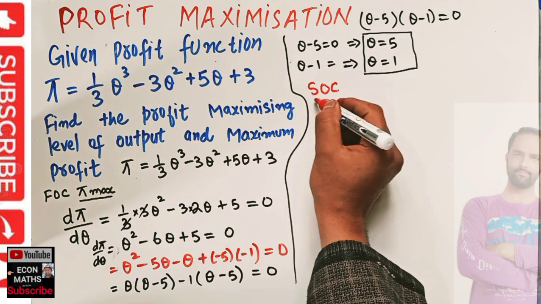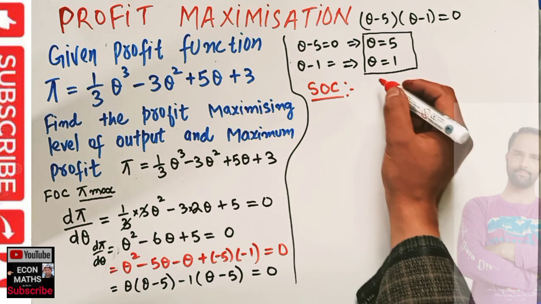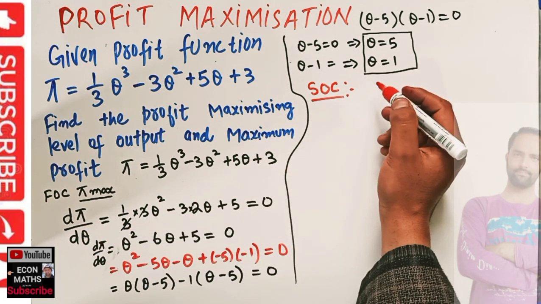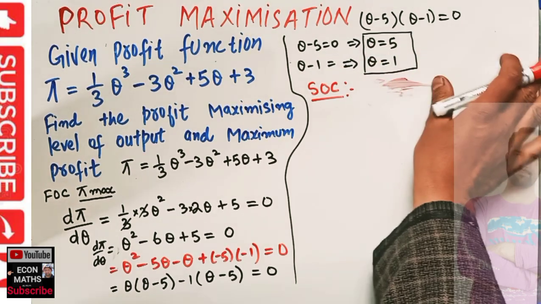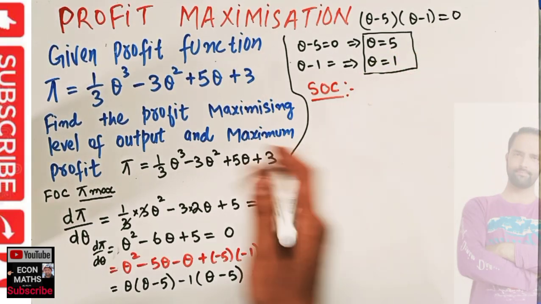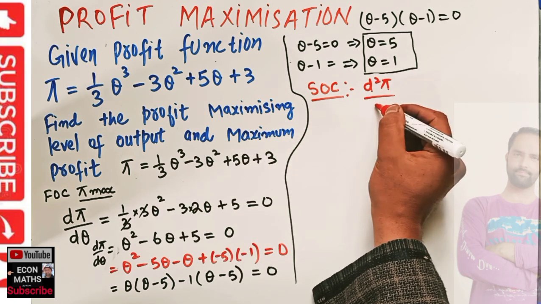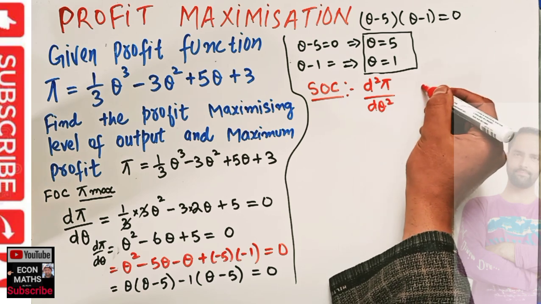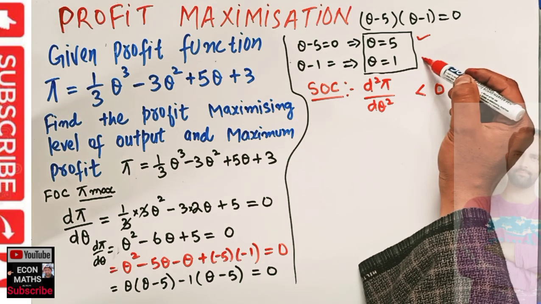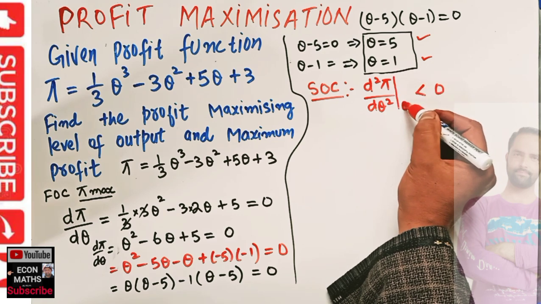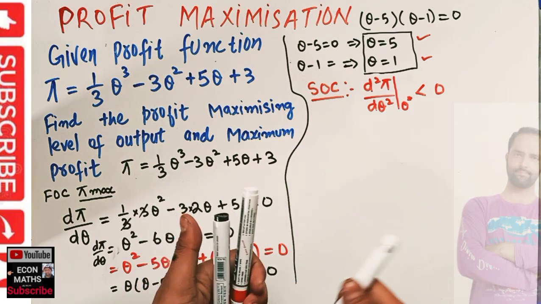Now what is the second order condition for profit maximization? It tells us that the second derivative of the profit function, that is d squared pi upon dq squared, should be less than 0 when evaluated at the critical points, that is when q is equal to 5 and q is equal to 1, at q star. We don't need to write the partial derivative symbol because we have only one variable in the profit function. First let me explain this with the help of an example graph.